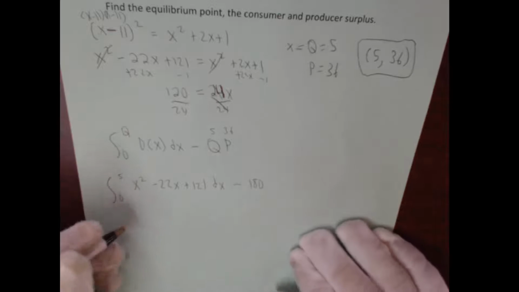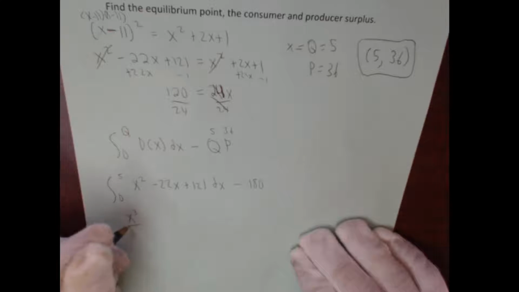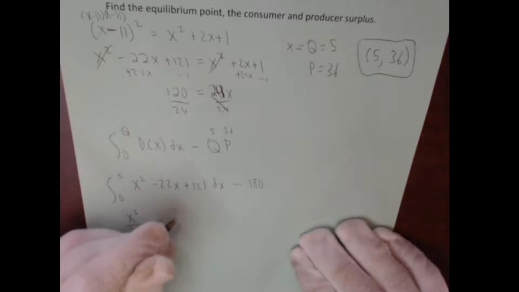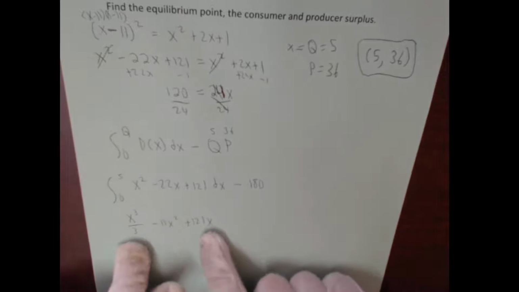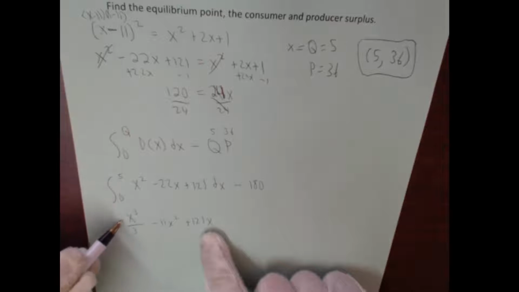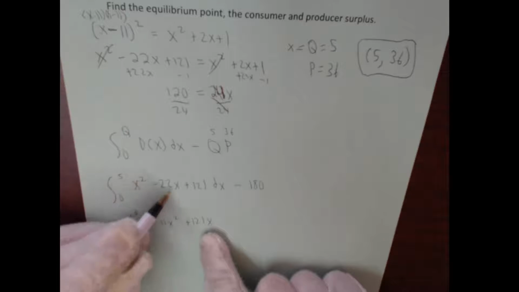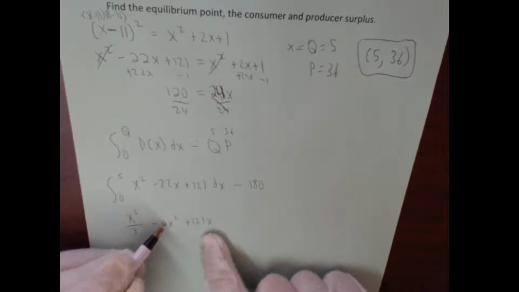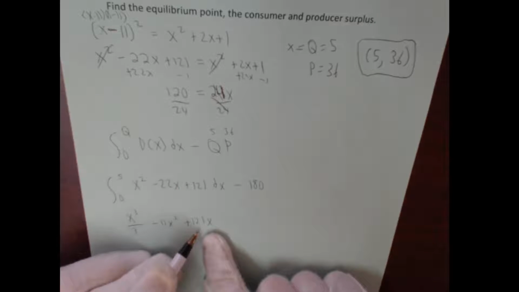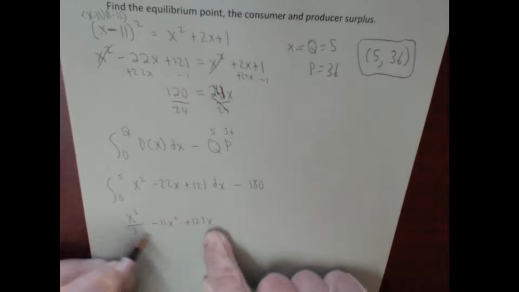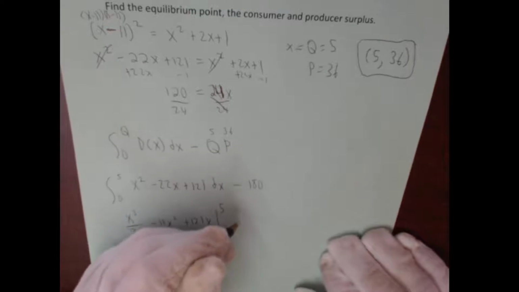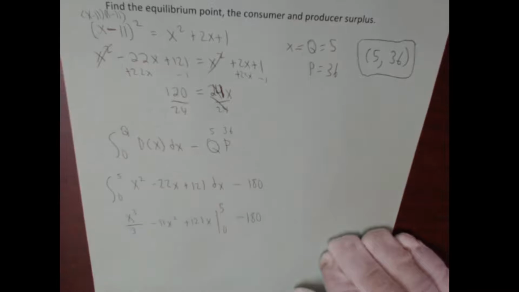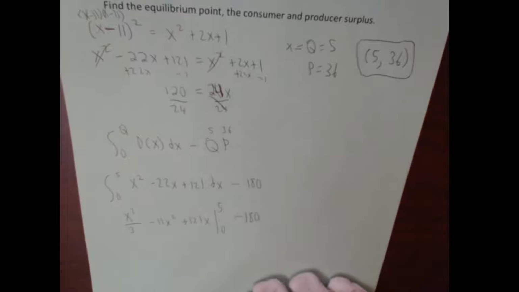Okie dokie. Let's integrate. That's going to be x³/3 - 11x² + 121x. Make sure you understand: the 3 comes down, cancels, and I get x squared. If you took the derivative of this, the 2 times 11 gives 22, the 2 would become a 1, and 121 becomes 121x. After enough practice, hopefully you just get the hang of doing that. That'll be evaluated from 0 to 5, and then it'll be minus 180. So we're ready to do it.